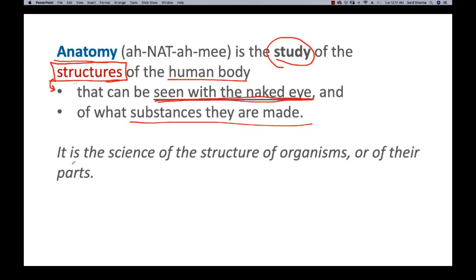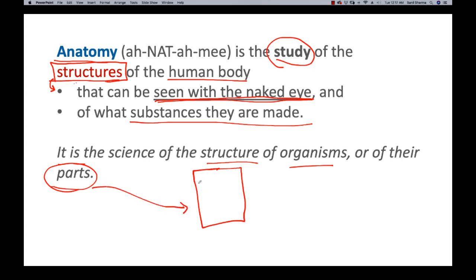Here is a little bit of summary. It is the science of the structure of organisms or of their parts. So we're looking at the large structure perhaps. Let's say we have a large structure, and then we look at the subparts of that. So it could be subdivided. And that's the concept that anatomy brings in.